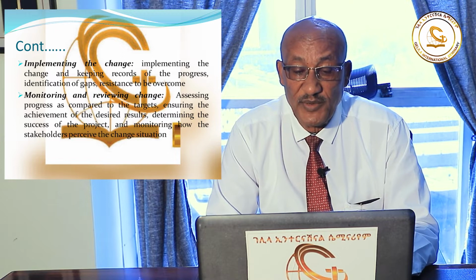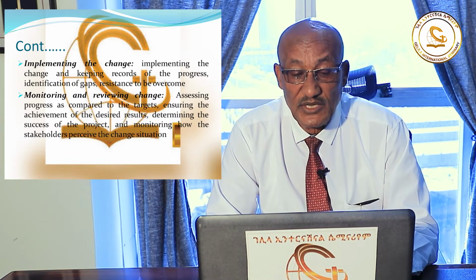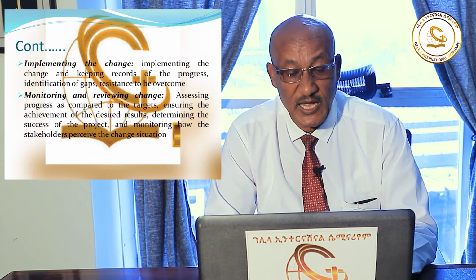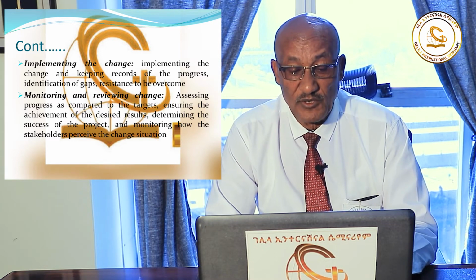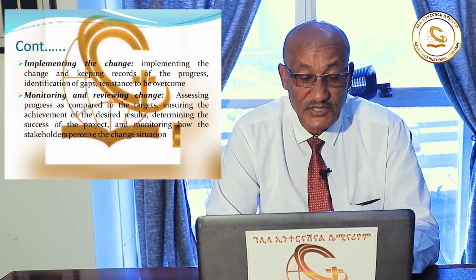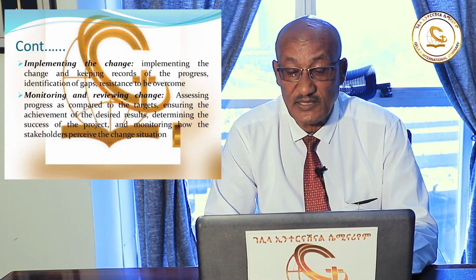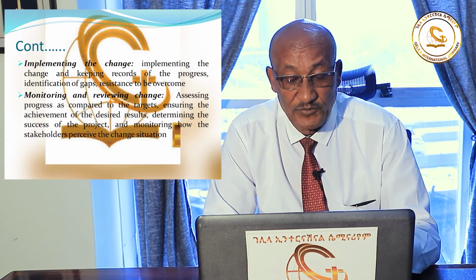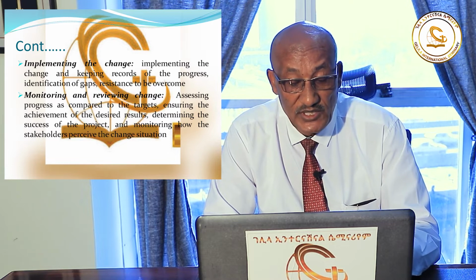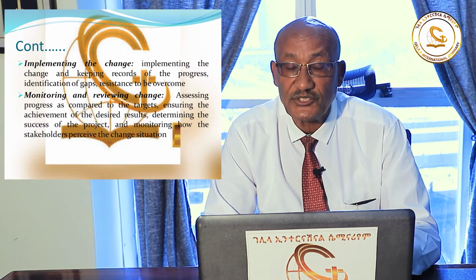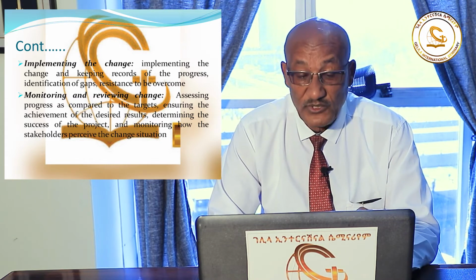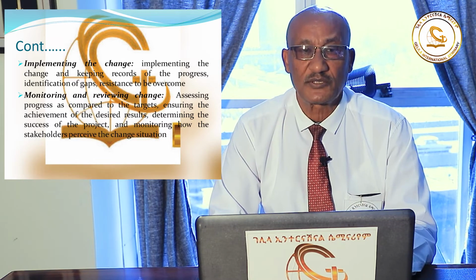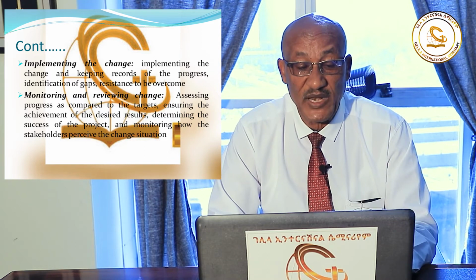The other point is implementing the change, keeping records of the progress, identifying the gap, and resistance to overcome. The last point is monitoring and reviewing change. This is assessing progress as compared to targets and ensuring that the achievement of the desired result is determining the success of the project, and monitoring how the stakeholders perceive the change situation. These are the five points about controlling the change process. To control the change, we have to apply these five points.